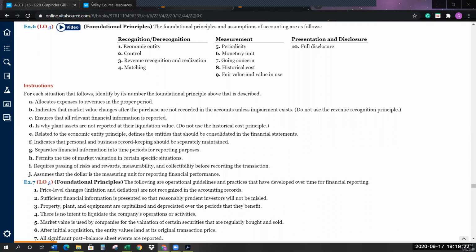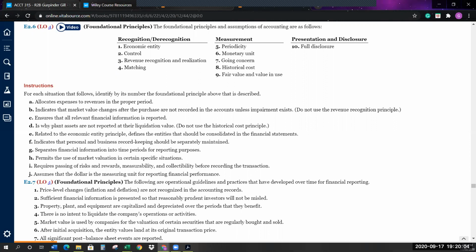H permits the use of market valuation in certain specific situations. This is your fair value. In certain instances, depending on what we are looking at, and they are very specific, there are certain types of investments that we can revalue at the market. So it really has to fit the criteria, and the accounting principles have to allow that. But what they are referring to in H is your fair value principle.